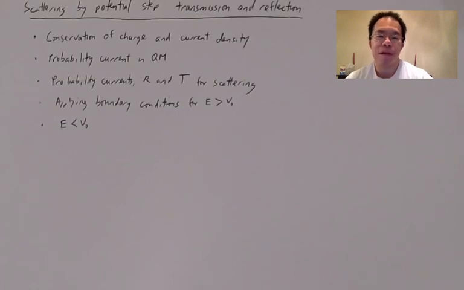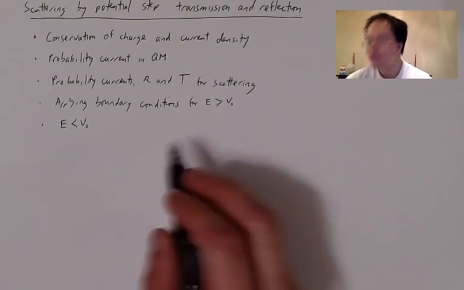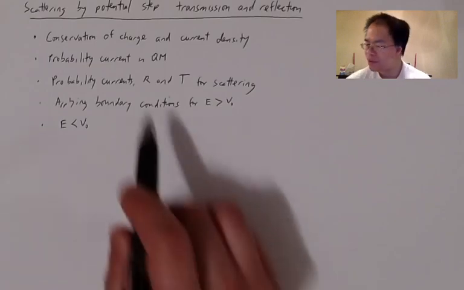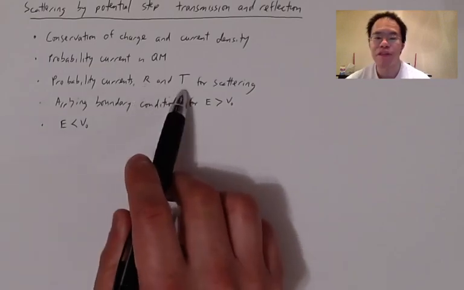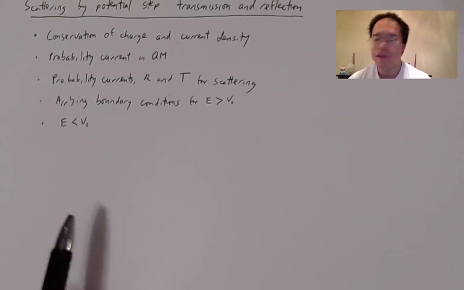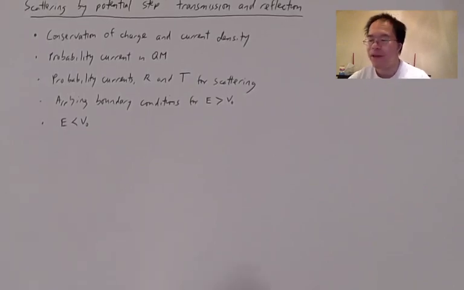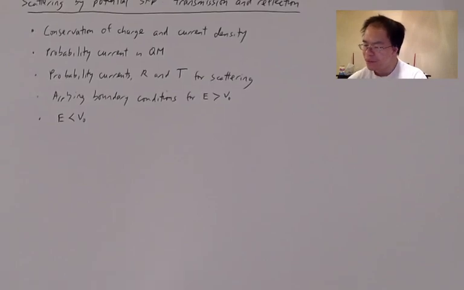We'll then go through calculating the probability currents for scattering, assuming that the energy is larger than V0. We'll go through the boundary conditions to get quantitative results for the reflection and the transmission coefficient. And then I'll say a few things about the analysis when the energy is less than V0. Okay, so let's get started here.